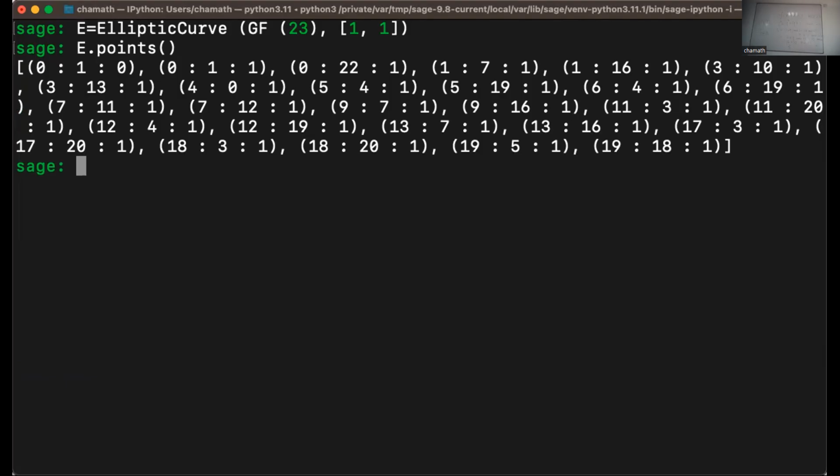The coordinates are given in homogeneous coordinates because there's no other way to define the point at the infinity, right? So just to define the point at the infinity, or this point, actually, 0 point, right? We use the homogeneous coordinates. So we can get the points on the elliptic curve, and you can see that they are finite. Only finite number of points are here.